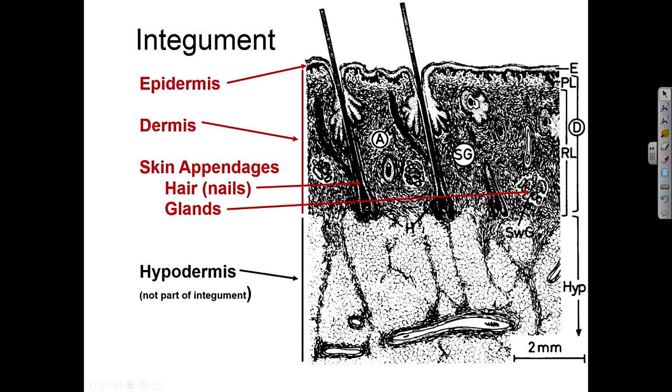And then beneath the dermis, we have a layer of adipose tissue called the hypodermis, but this is not part of the integument, okay? Even though the name implies it's part of the dermis, it's not. Hypodermis is adipose tissue, also called superficial fascia by gross anatomists, but it's not part of the integument, okay? So don't get tricked on that one.